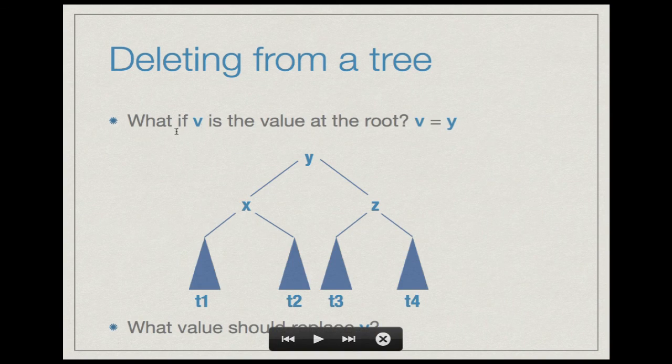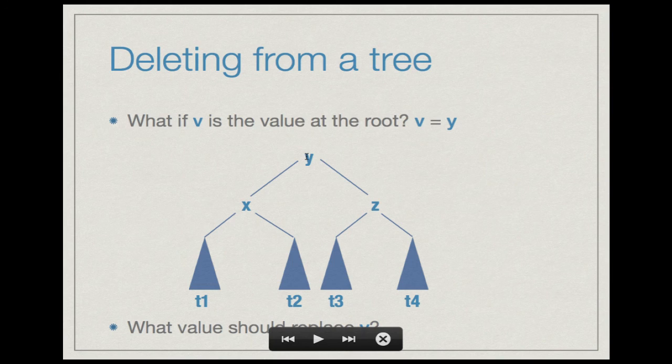is when v is equal to the value at the root. For example, let's consider the tree with root y, left subtree consisting of the node x and its subtrees t1 and t2, right subtree being the node z with left subtree t3 and right subtree t4.